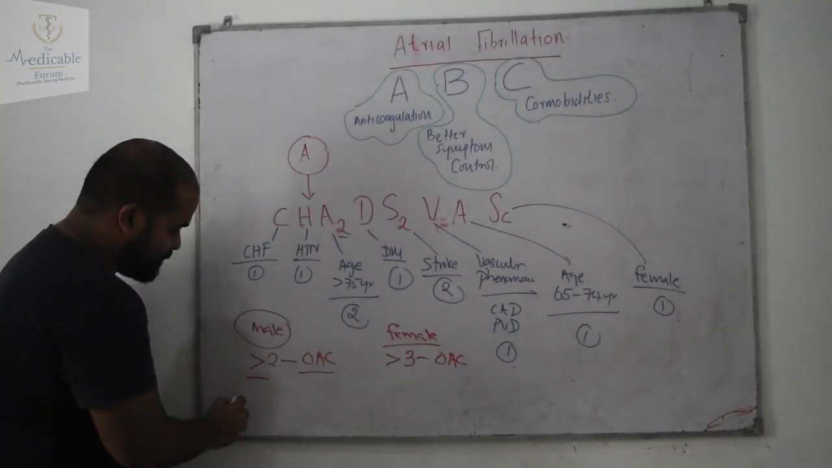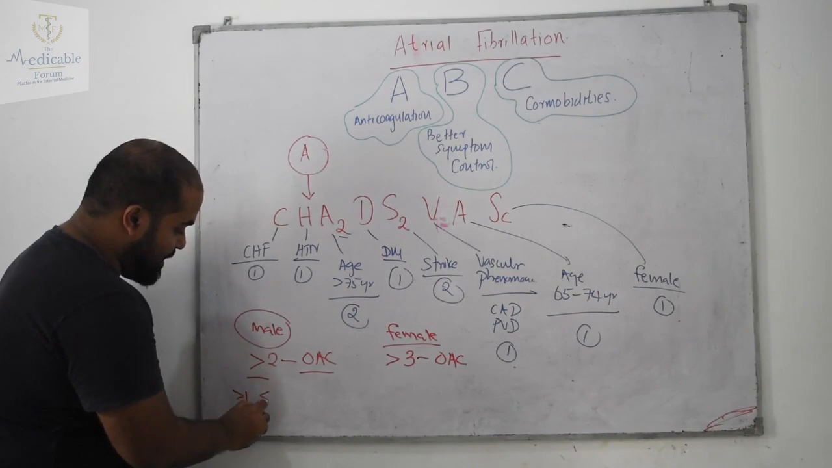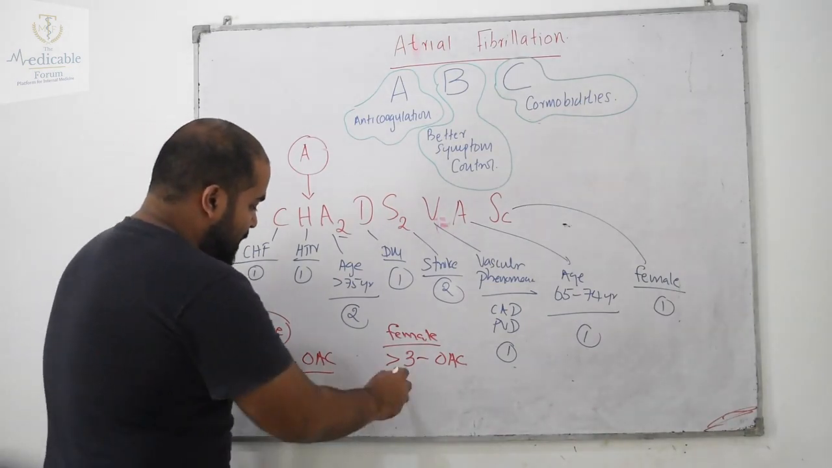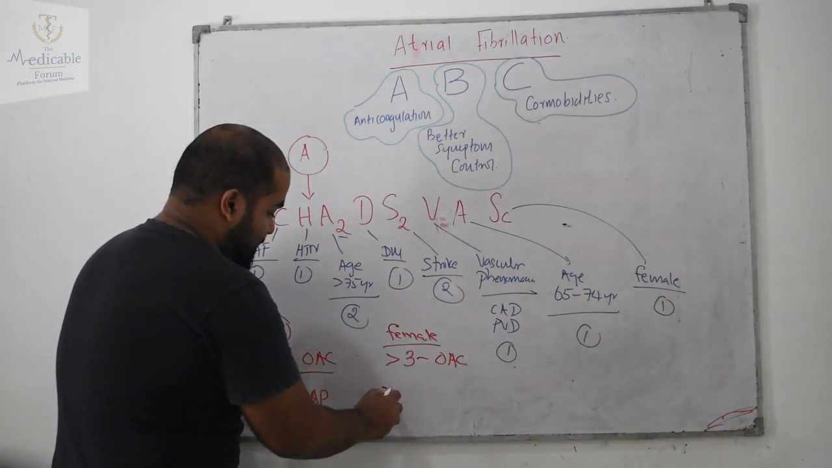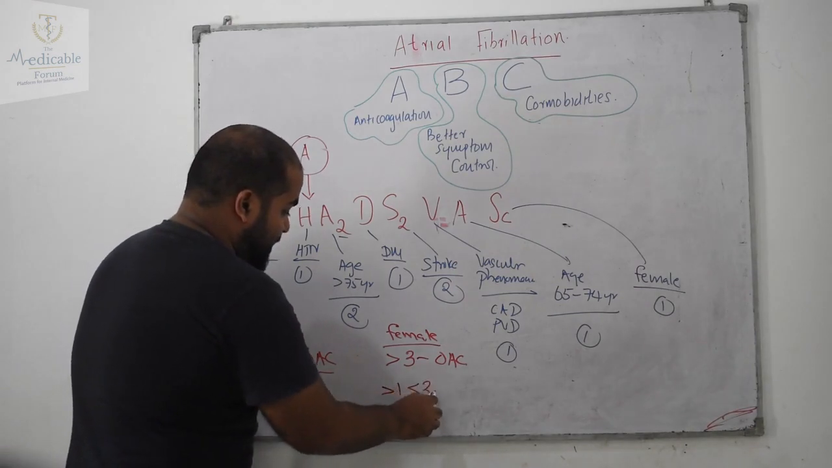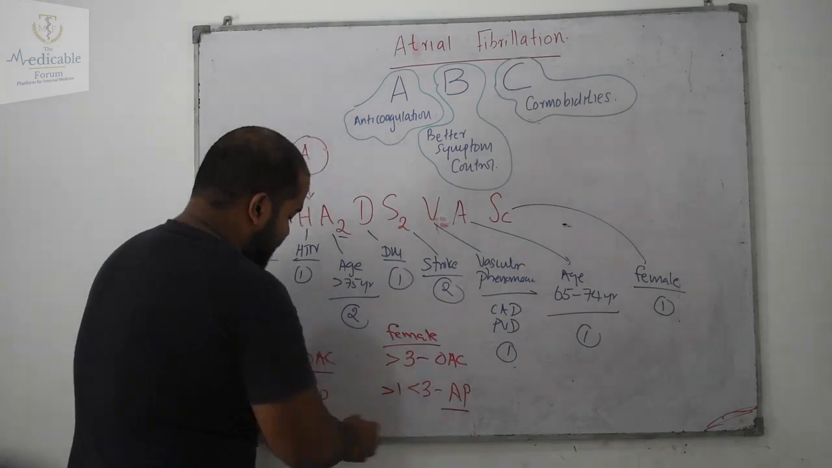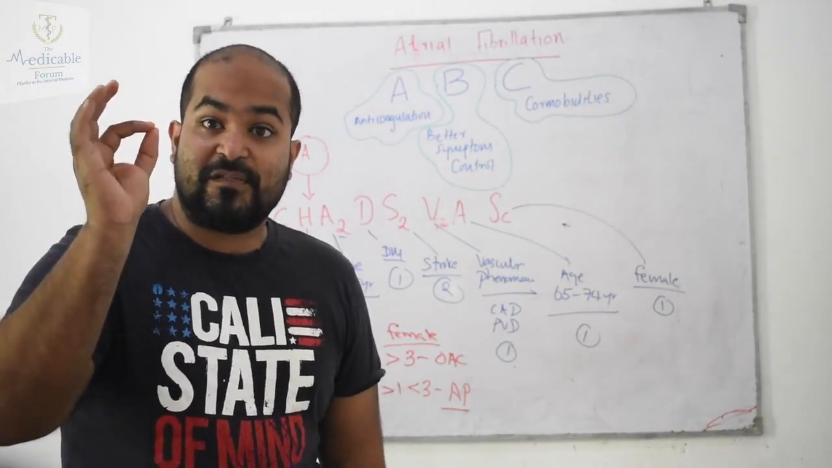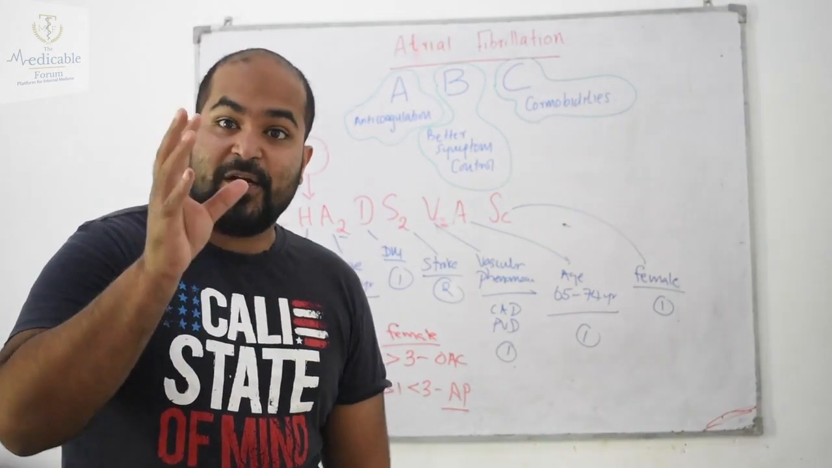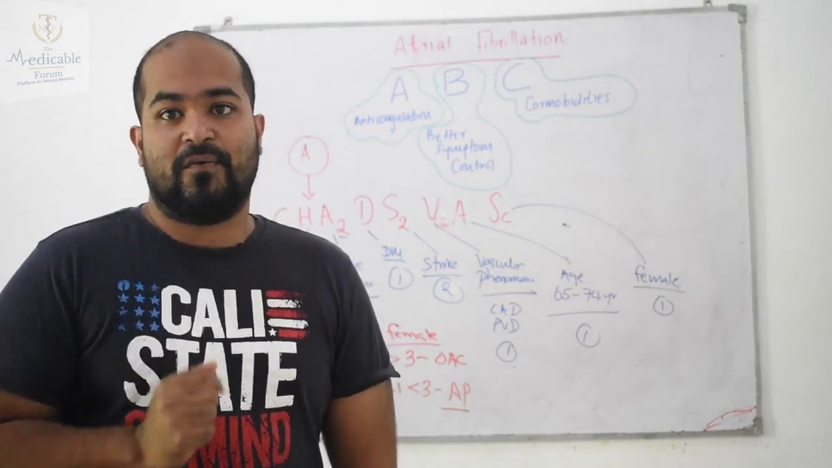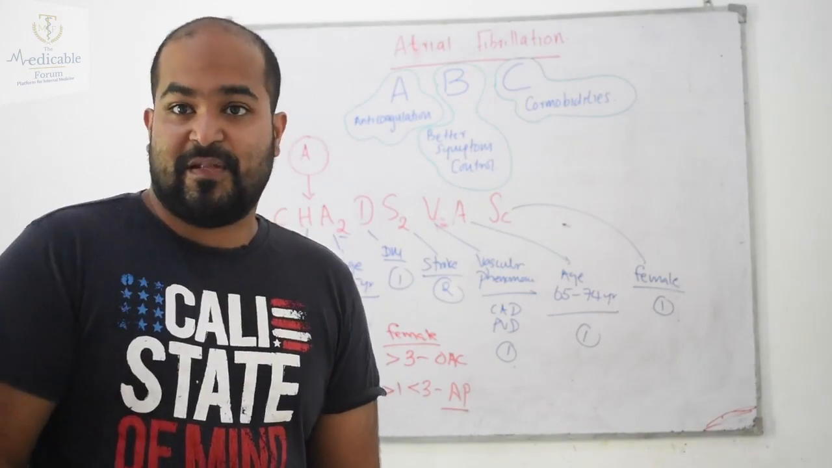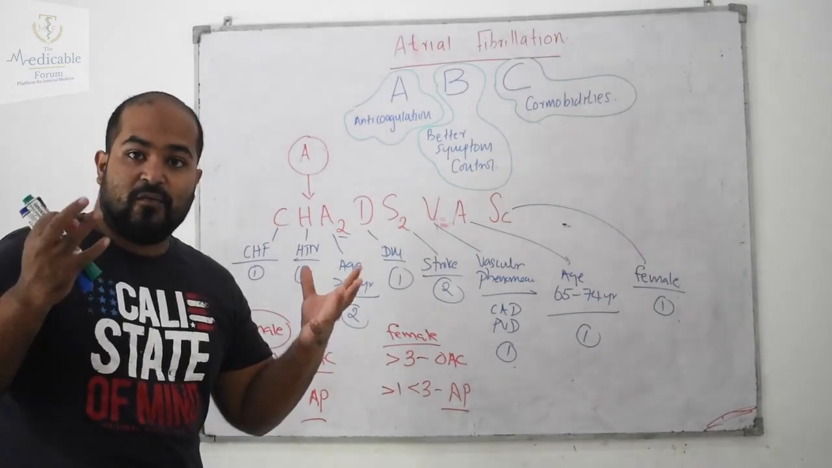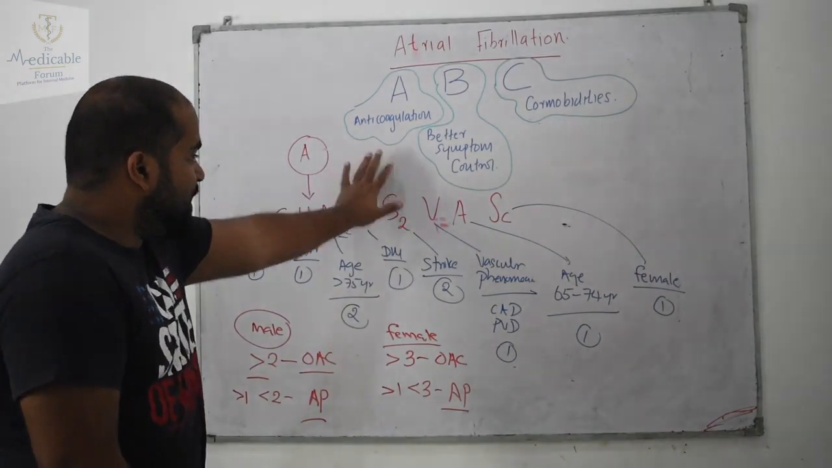Now, if the score is more than 1 but less than 2, then you have to consider antiplatelets. Considering antiplatelets is not the important focus. The distinction is when to start anticoagulation or not, because 20 to 30% of all strokes are due to atrial fibrillation. So if a patient comes with atrial fibrillation, we need to stratify them according to this score and find out if they need anticoagulation or not. So this is how you manage the anticoagulation.